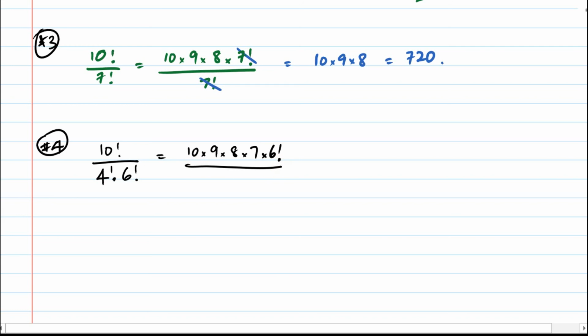This would be good so that I could cancel the 6 factorial on the denominator. Now let me look at this 4 factorial. I could write it as 4, 3, 2, and 1. What am I going to do next? Well, let's cancel common terms. And it actually is now really nice.